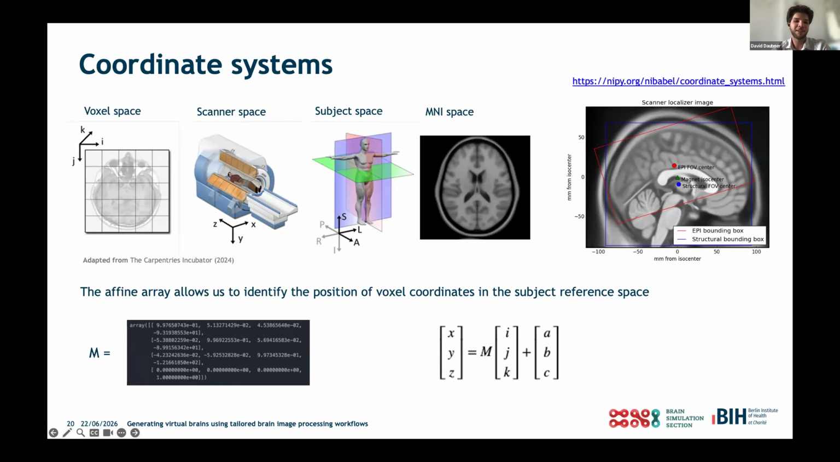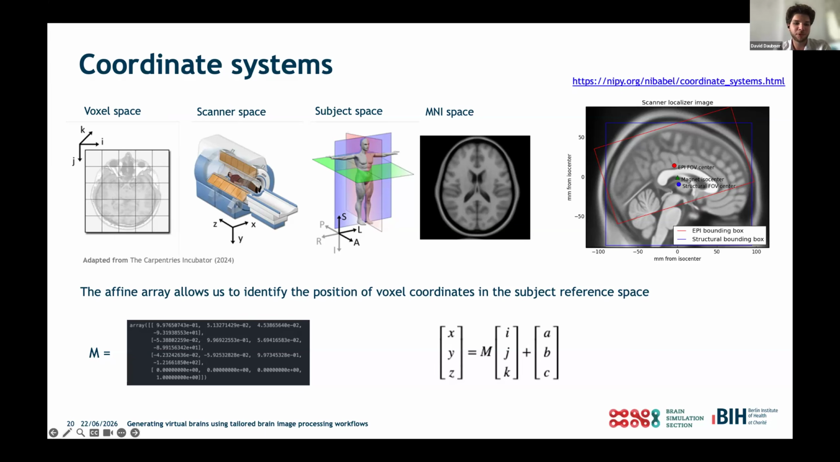And to understand what the affine array is for, we first need to talk about different reference spaces. In an MRI image, each voxel can be identified by a set of 3 coordinates. However, these 3 coordinates only tell us where within the 3D image matrix the voxel is located. That is, its position in the voxel space. However, these coordinates tell us nothing about the voxel's position within the scanner or relative to the subject.